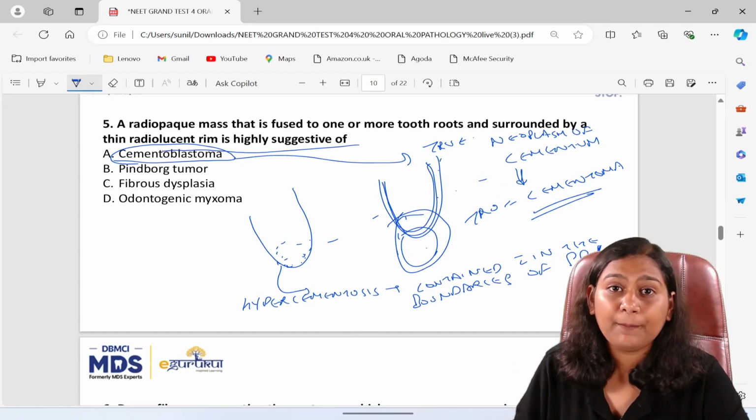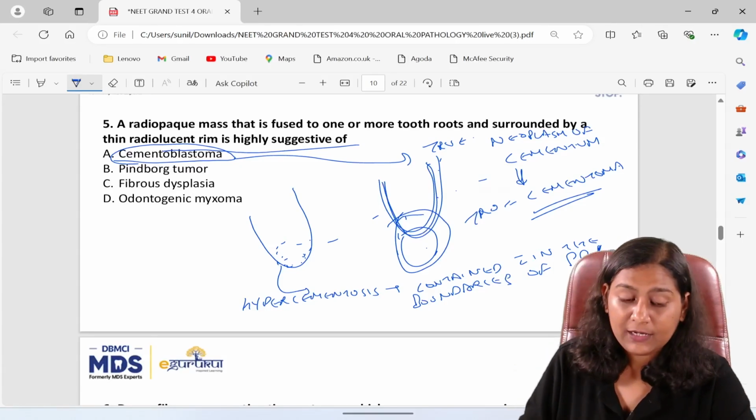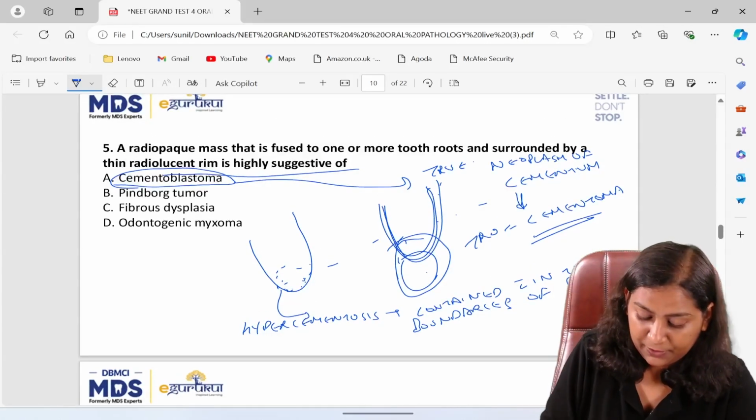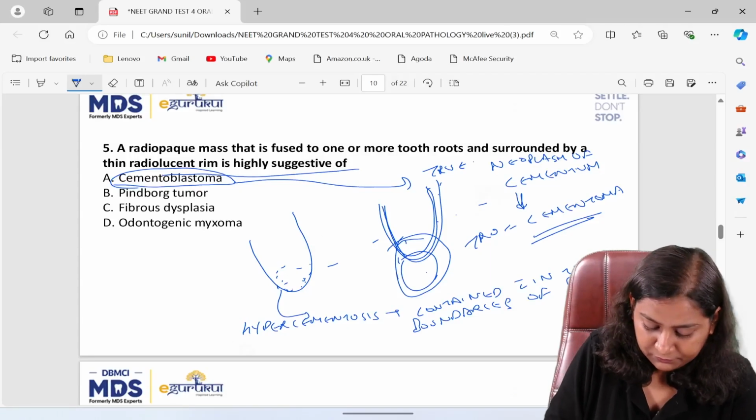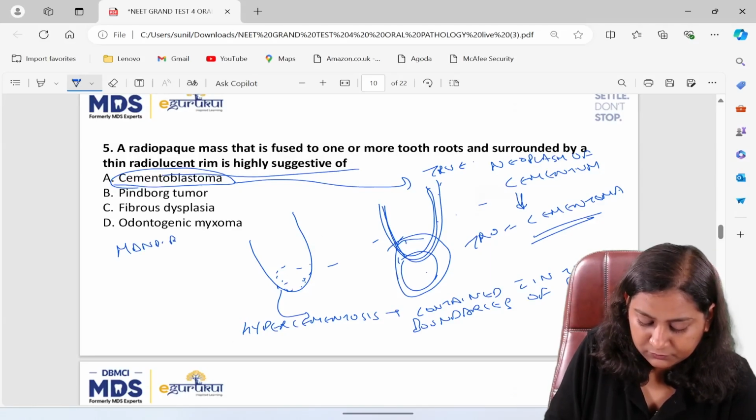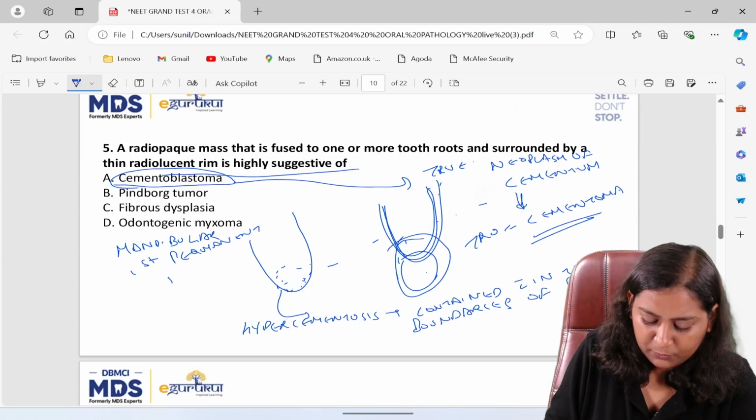And which is the most common tooth involved with cementoblastoma? It is the mandibular first permanent molar.